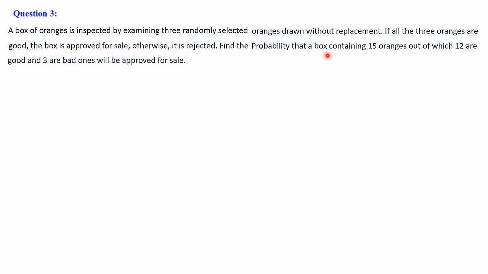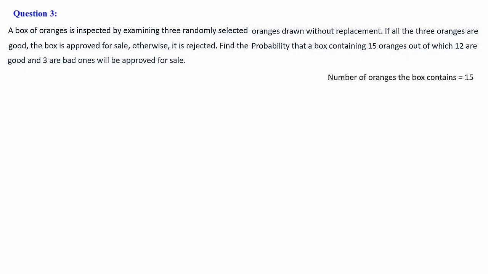Find the probability that a box containing 15 oranges, out of which 12 are good and 3 are bad ones, will be approved for sale. You can see here, if 3 oranges continuously are good, then only that box will be approved for sale. But here in the box, total 15 oranges are there, out of which 12 are good and 3 bad ones are also there inside. So we have to find out the probability that this box containing 15 oranges will be approved for sale. That is the question.